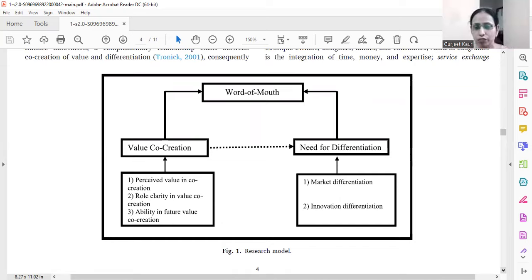measured with the help of these three, and one block for need for differentiation, measured with the help of market differentiation, innovation. I agree with you. I remember, ma'am, when we were learning, it took us a lot of time to understand what is second order, what is first order, and where the arrow goes. It's very confusing initially.